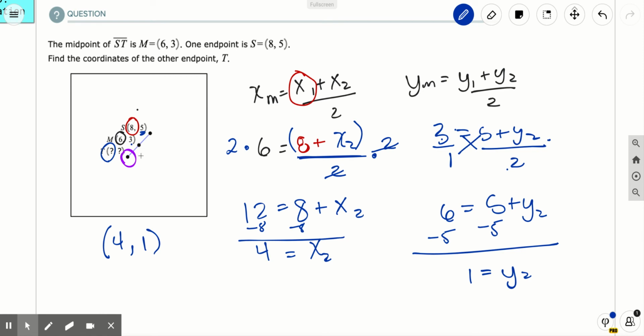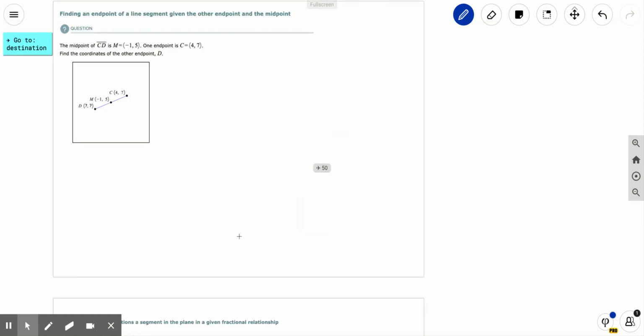That is the endpoint. And does it make sense? It does. Look, you guys, 8, 6, 4. See? It went over by 2. 5, 3, 1. See? Went over by 1. Over by 2. All right, so let's try this one.